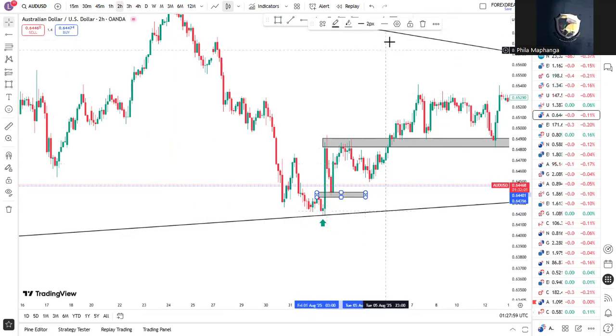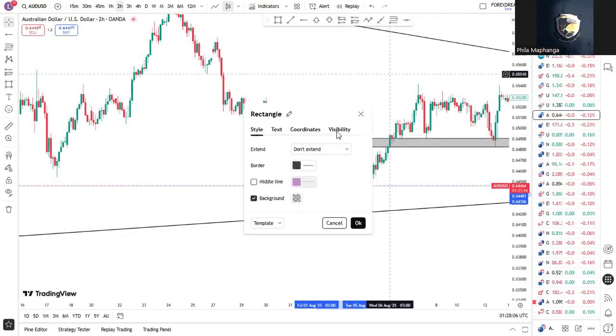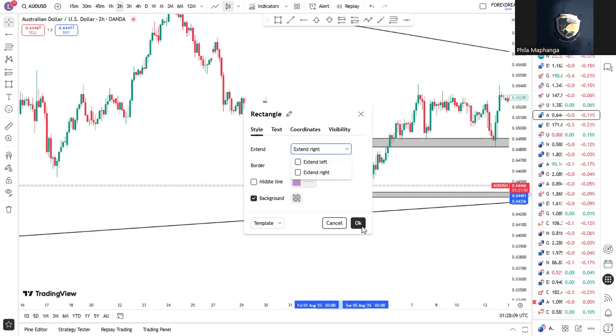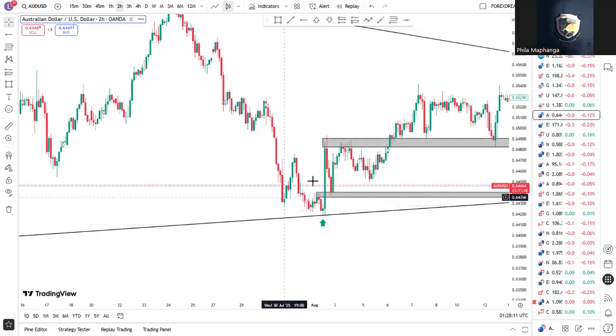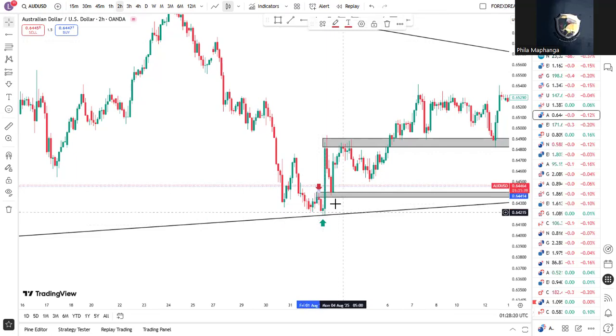Let me extend this one to the right hand side, because we can't see the right hand side right now. Why am I extending? Because here I can see we had a resistance that was broken, and after the resistance was broken, they came back to test the broken resistance as support. This is our fresh support.